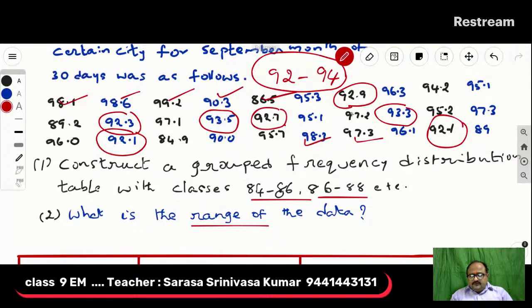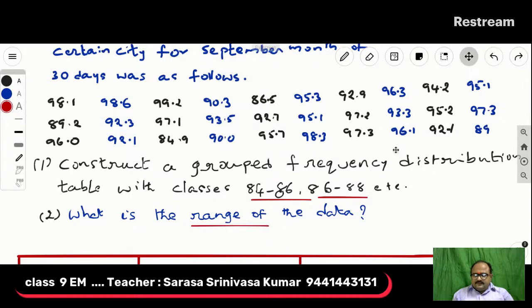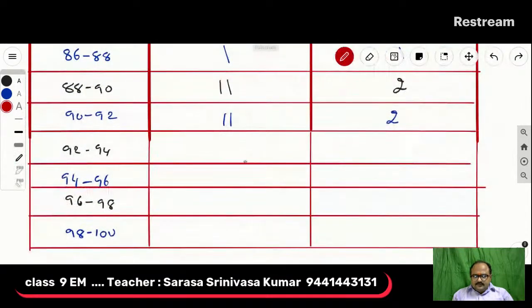1, 2, 3, 4, 5, 6, 7. Seven observations are there in this class interval. These are the 7 observations in this class interval 92 to 94. So total 7. The frequency is 7 for this class interval. So we write the frequency, it is 7.